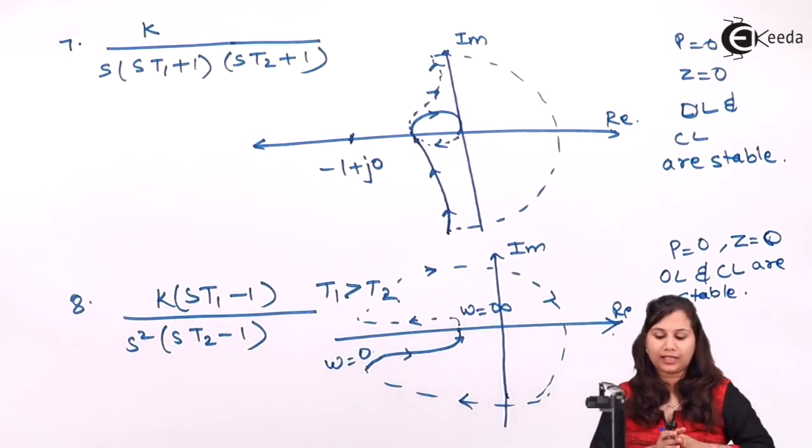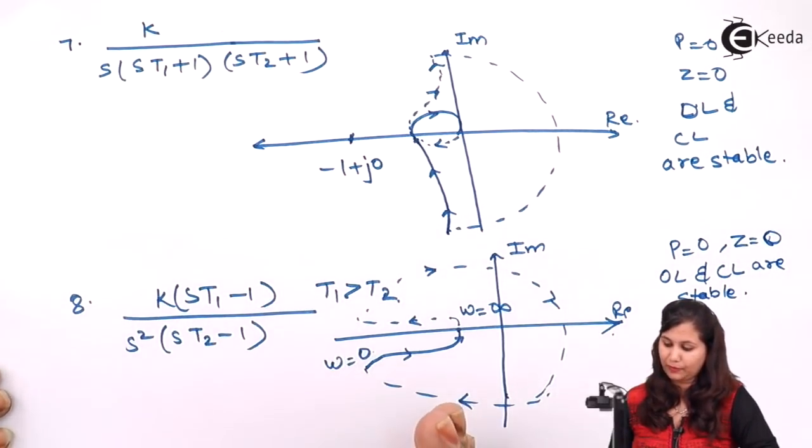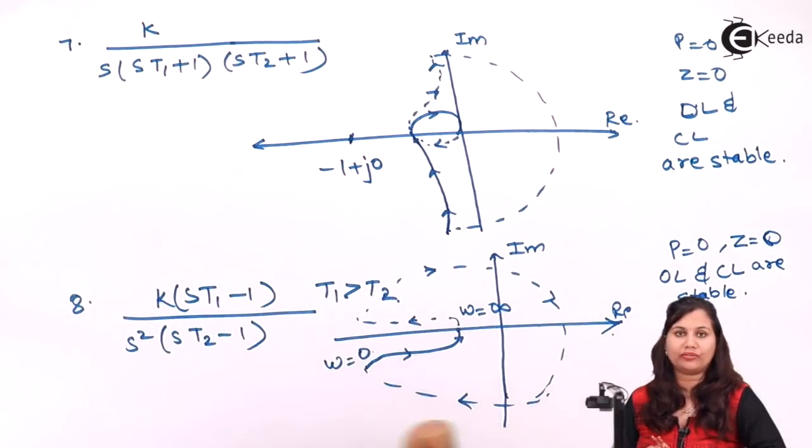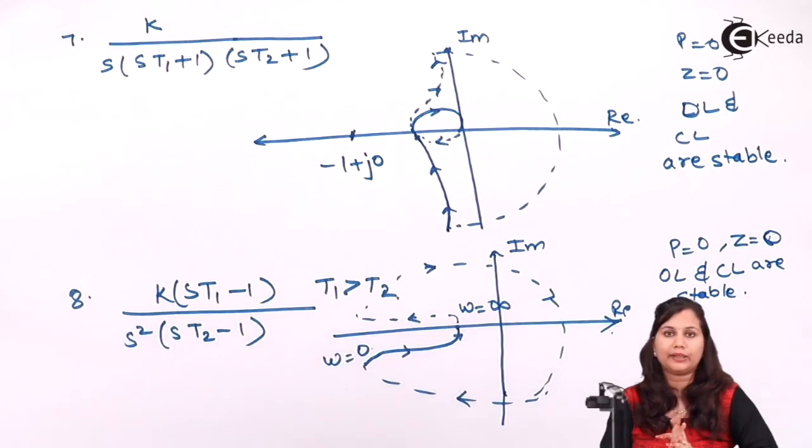Okay, so these are the 8 transfer functions for which we have seen their Nyquist plots and their stability. So in this video we have studied the Nyquist plot and how Nyquist plots can be used to find out the stability of the system. I hope this video is clear to you. Thank you.